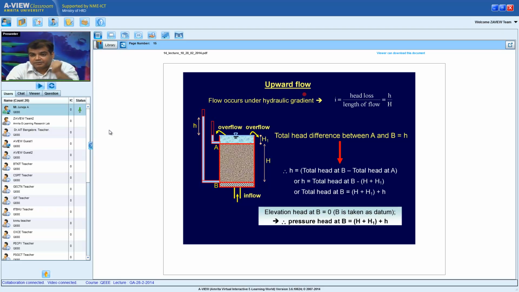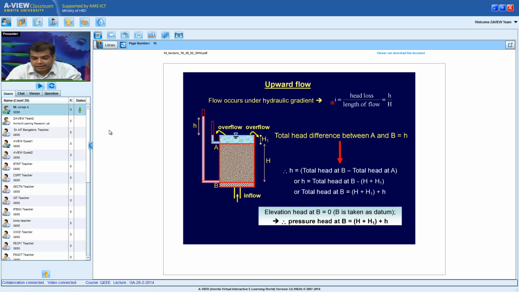What happens if there is upward flow? Remember, for downward flow we said the pore water pressure would decrease. For upward flow, we will show in the next two slides that the pore water pressure in fact increases, and this is what we are going to show.